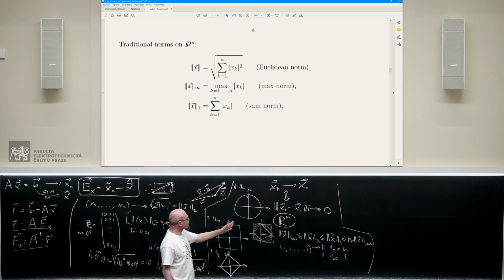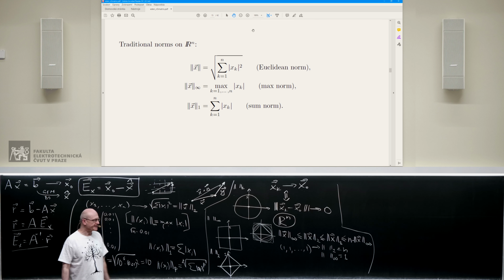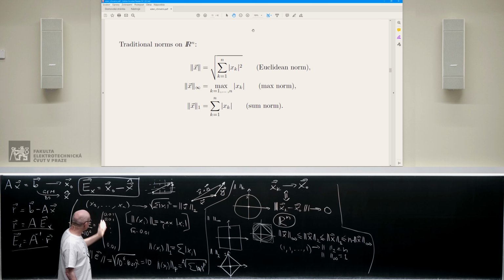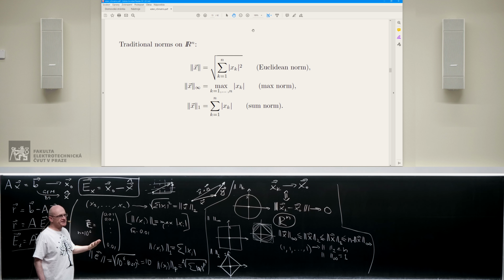Anyway, now we know that we can measure vectors in different ways. And of course, as I said, in numerical analysis, we definitely prefer the maximum norm because it just looks at a vector and tells us, let's say, intuitively the correct information.